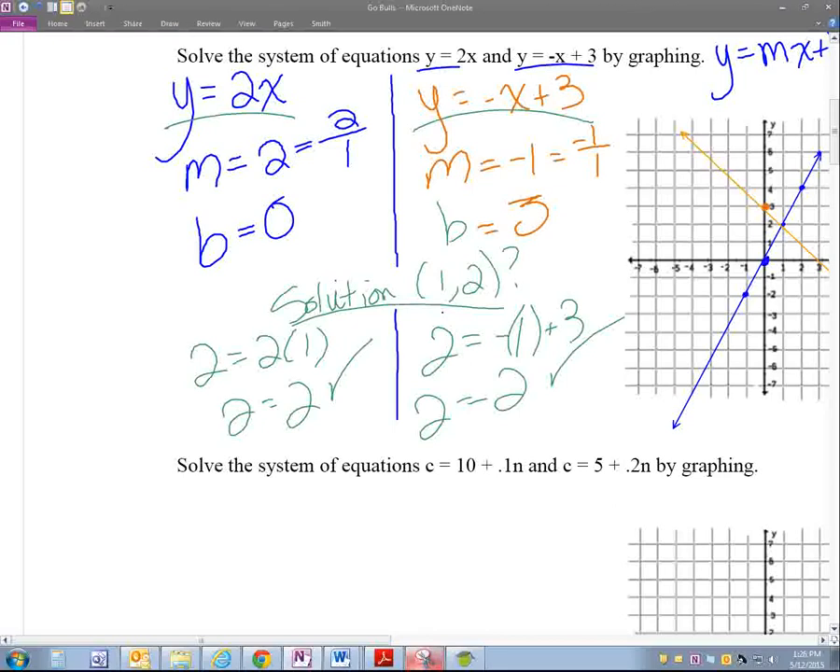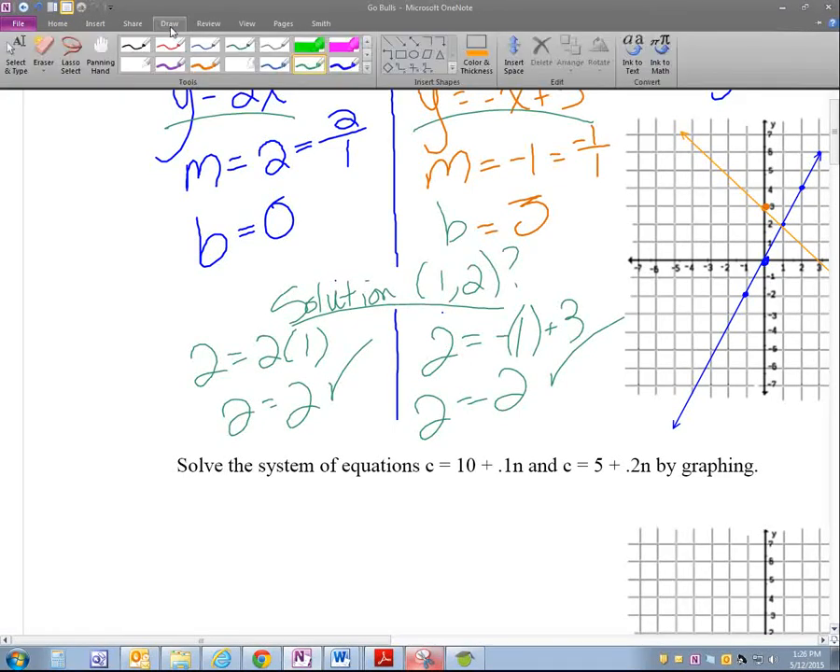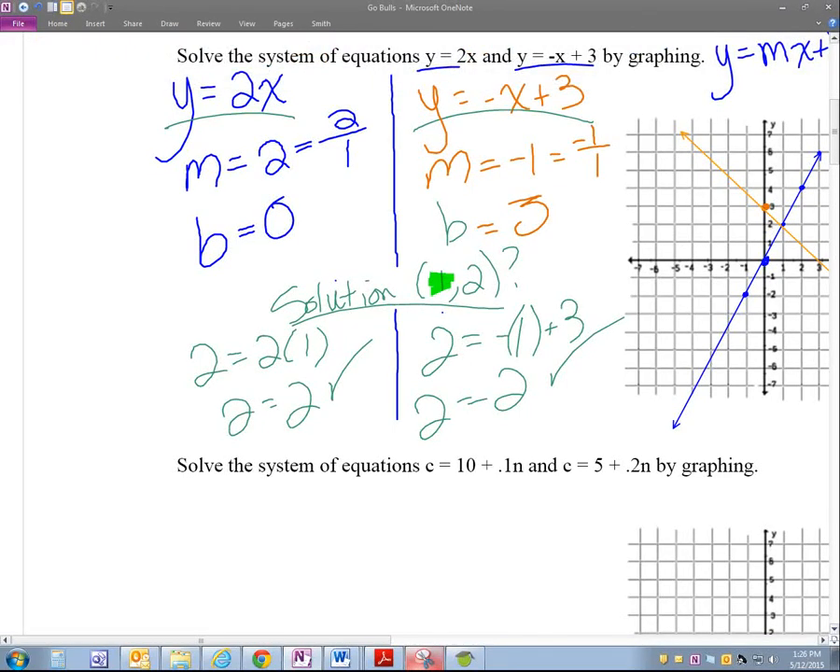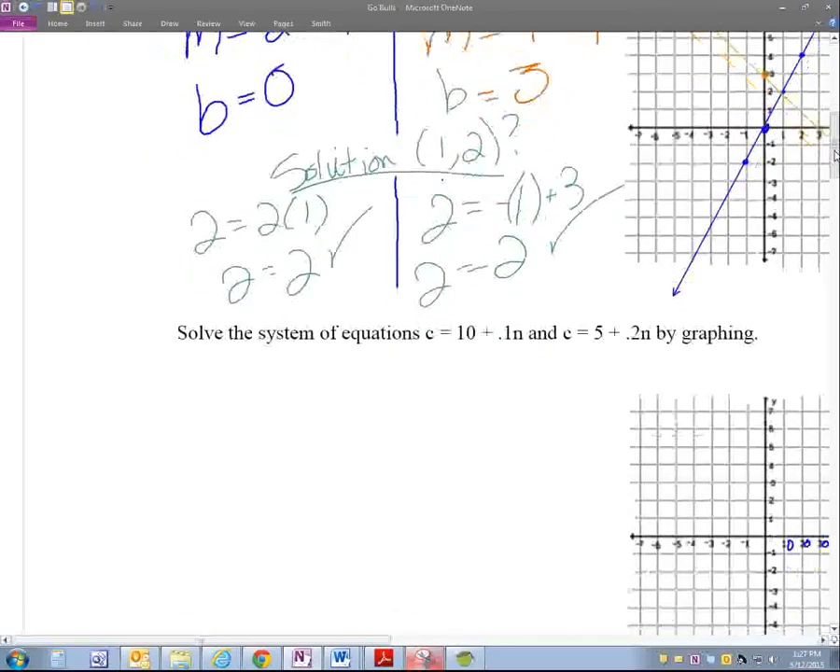Nope, because x, x, x. 1, 2, 3. Whoops, forward. There we go. Let's try another one.